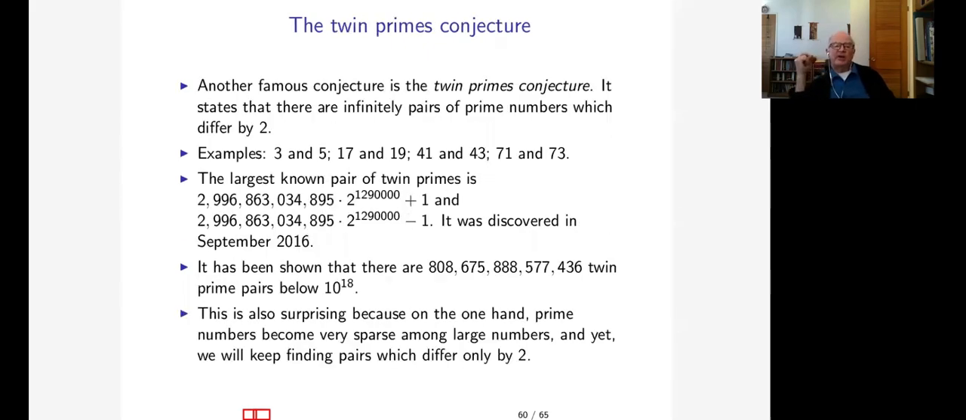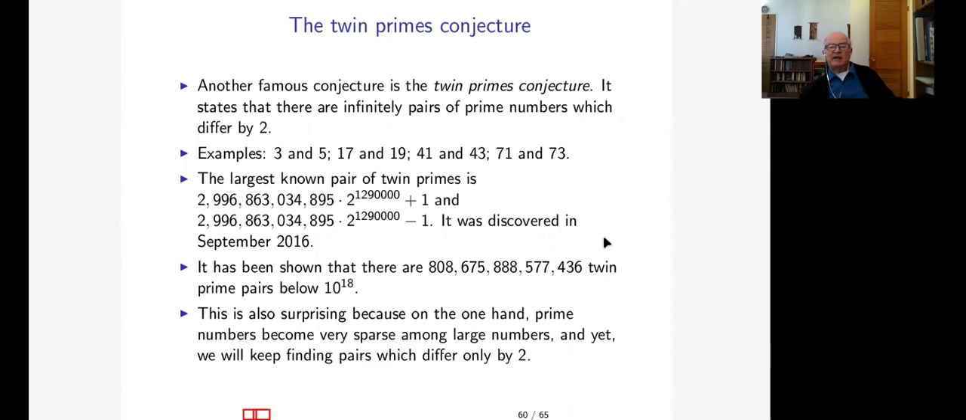Another intriguing conjecture is the twin primes conjecture. So first let me just say what twin primes are. Twin primes are pairs of prime numbers which differ by 2. So for instance, 3 and 5, they are 2 prime numbers differing by 2. 17 and 19, 2 prime numbers differing by 2. 41 and 43, 2 prime numbers which differ just by 2. 71 and 73. So the conjecture is that there are infinitely many such pairs.